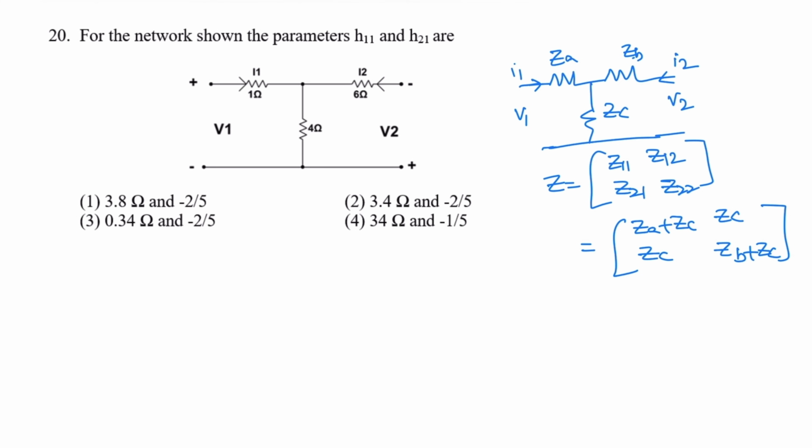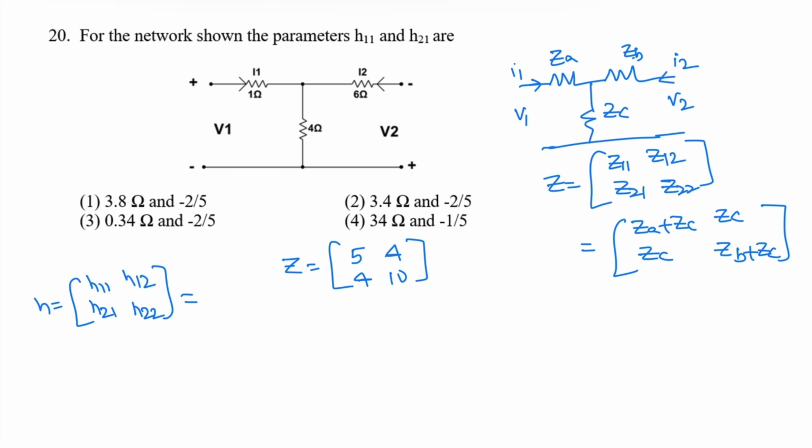So for this, the Z parameters are Z equal to 1 plus 4, 5, 4, 4 and 10. So Z11 is 5 and Z12 is 4, Z21 is 4 and Z22 is 10. So the relation between H parameters and Z parameters is H11, H12, H21, H22. So the relation is H11 is delta Z by Z22.